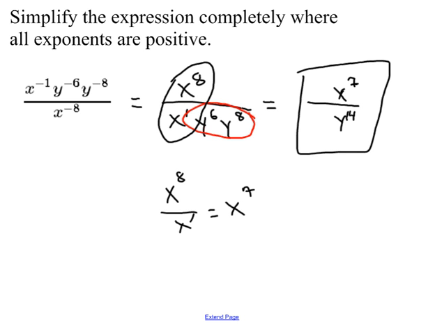Let me just rewrite that in case that's not legible. So it's x to the 7th over y to the 14th.